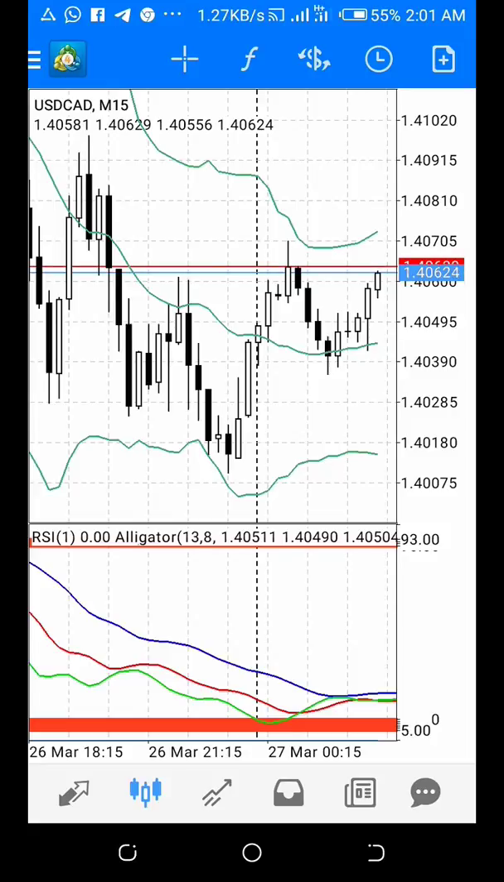So indicator traders, they make use of their own configuration. After configuring the chart to what they like, they trade like that.